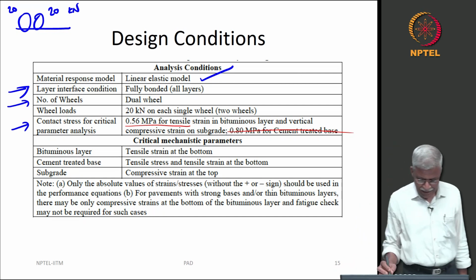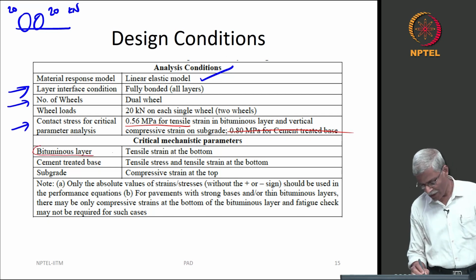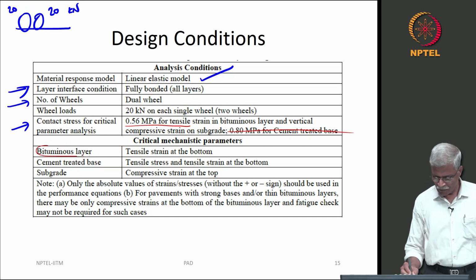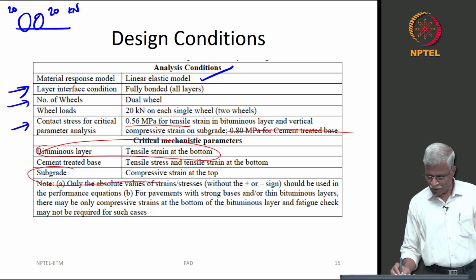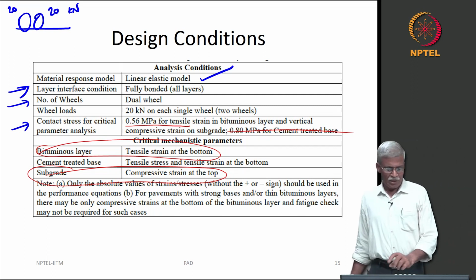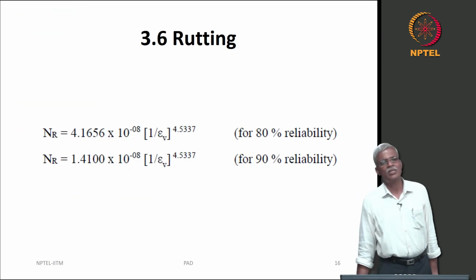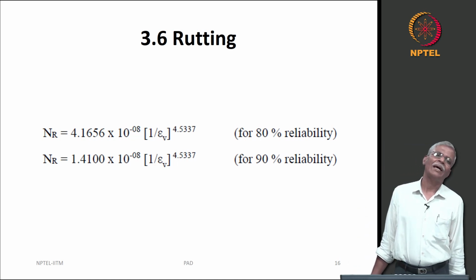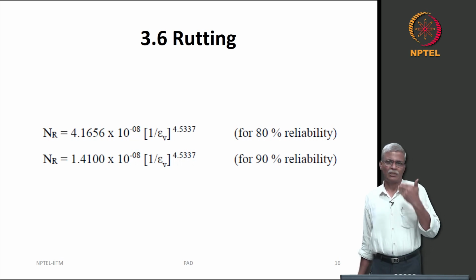Now, what are all the critical mechanistic parameters? See this, it says for the bituminous layer you are going to check only the tensile strain at the bottom, and for the subgrade you are going to check the compressive strain at the top, and there are some statements that are made, you can read it. So, let us go to the first distress equation, and this is where I want you to take a very careful look at it, and this is what I am trying to tell you through this final lecture series.